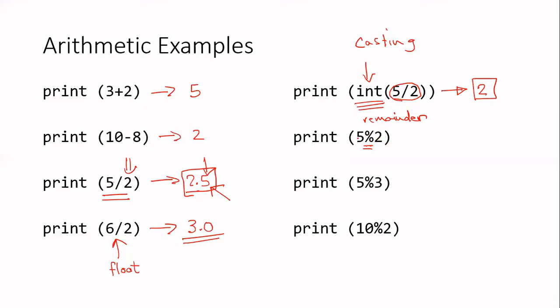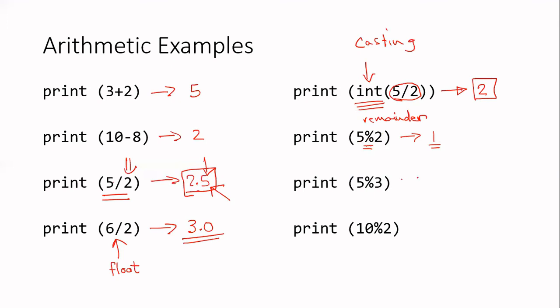So 5 modulus 2 means how many times can 2 be divided into 5? So 2 can go into 5 2 times, and the remainder is 1. So 2 can be divided into 5 2 times, remainder is 1. That's what modulus gives you. It gives you that remainder.